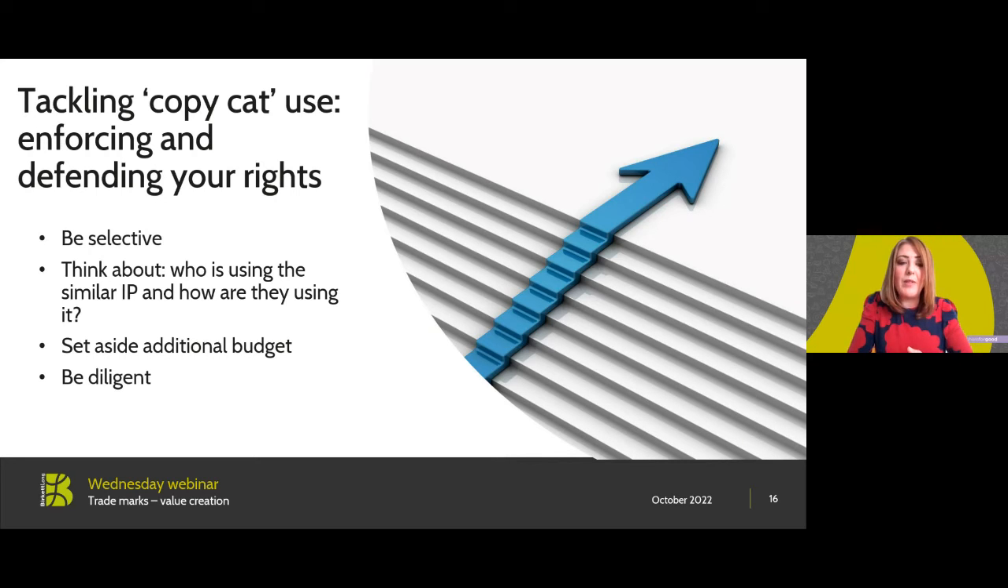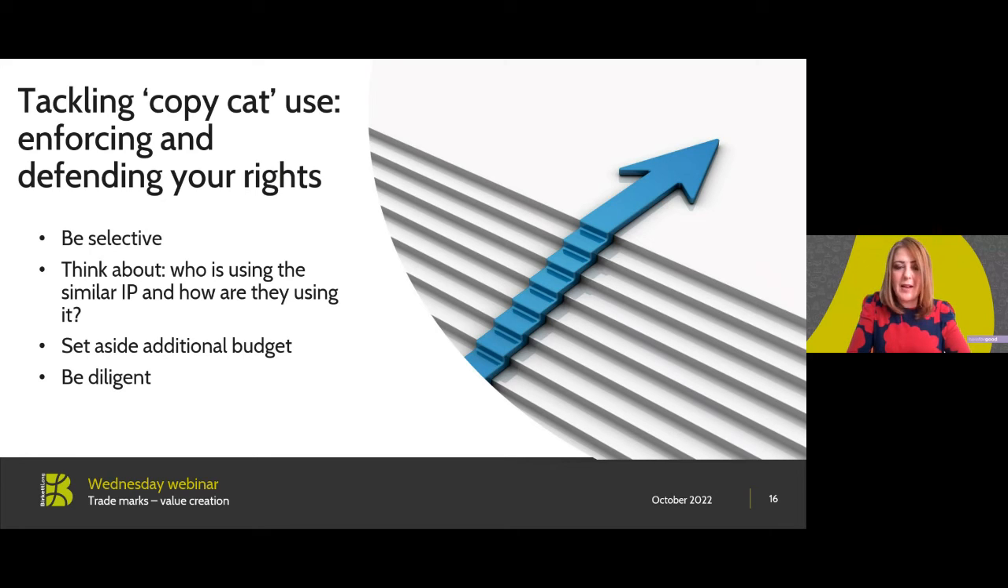And so we recommend setting aside additional budget to be able to deal with your disputes as you would like, rather than what budget dictates at the time and what budget is available, where you may not be able to achieve every single thing that you would like to do if you don't have the necessary budget in place.